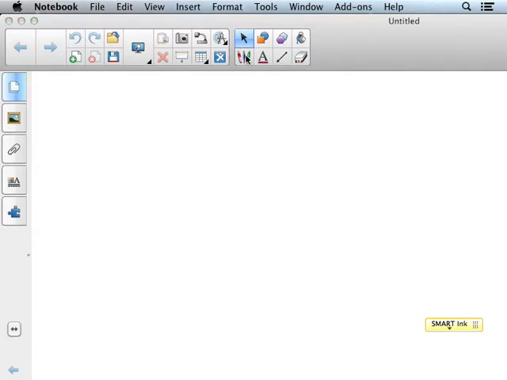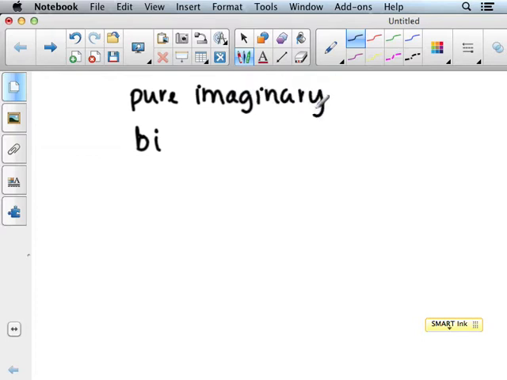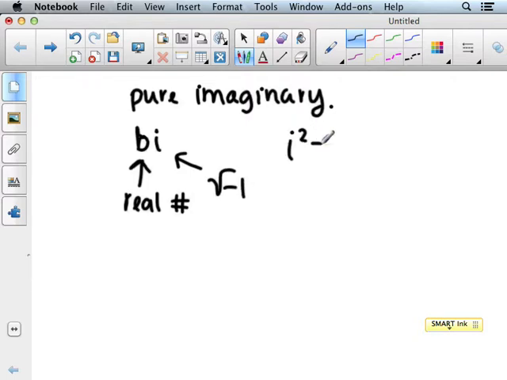So let's review imaginary numbers very quickly. A pure imaginary number is one of the form bi. Remember, we call this pure imaginary, and b is a real number. We said i represents the square root of -1. We also said that i squared, by definition, equals what? -1.